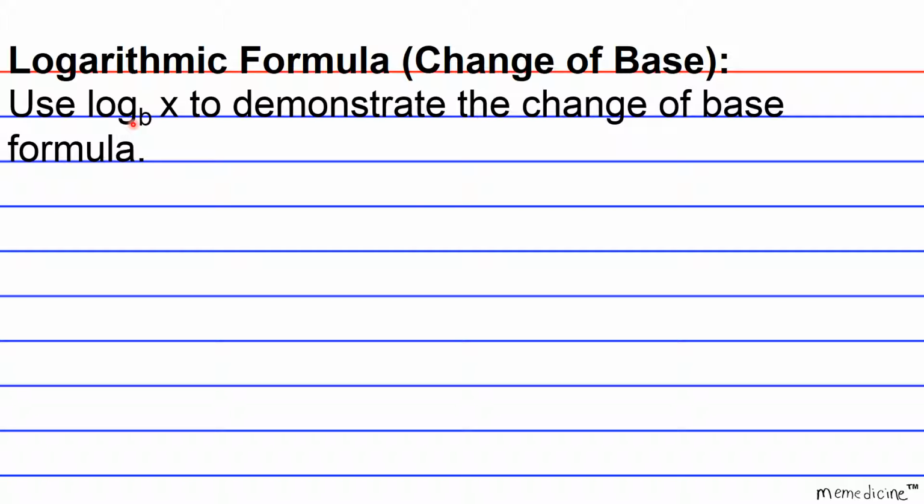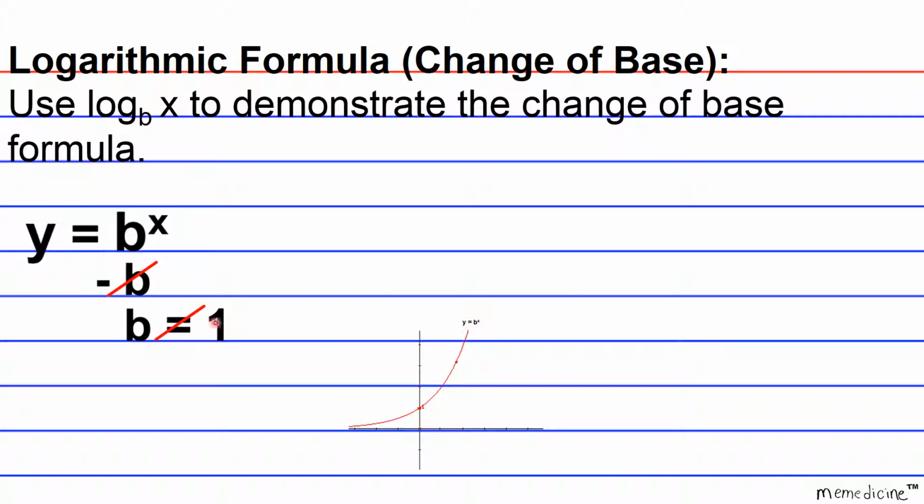Let's tackle this together. Before demonstrating how to arrive at the formula for the change of base, we first need to understand the general format for an exponential function, because exponential functions are the basis for all logarithmic functions and formulas. The general format for an exponential function is y equals b to the x, where b is going to be positive and not equivalent to 1, okay? So it's not going to be negative or equivalent to 1.